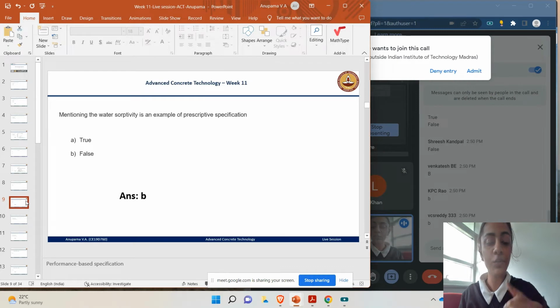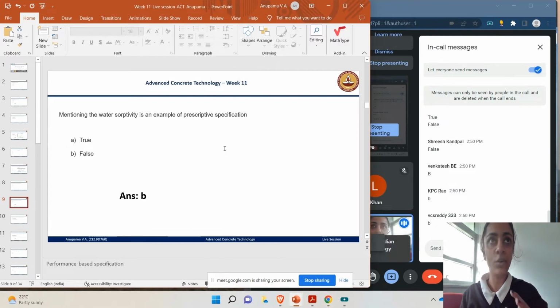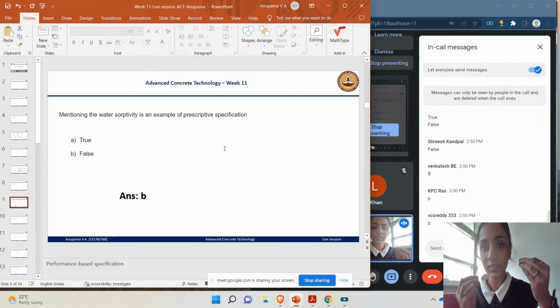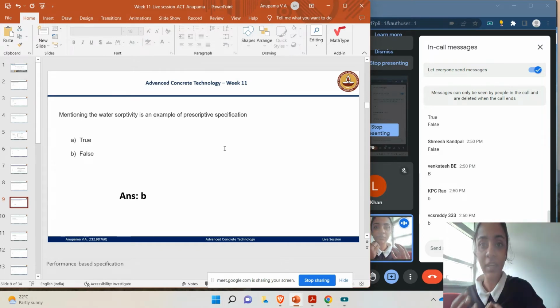On the contrary, if you go for performance based specification, it focuses on the final output or the performance of the final output. As such, in this case, what is the water sorptivity of the mix, or the water sorptivity of the specimen after so and so days? That is a performance, like how the final output performs at the end. So it is a performance based specification. It is not prescriptive.